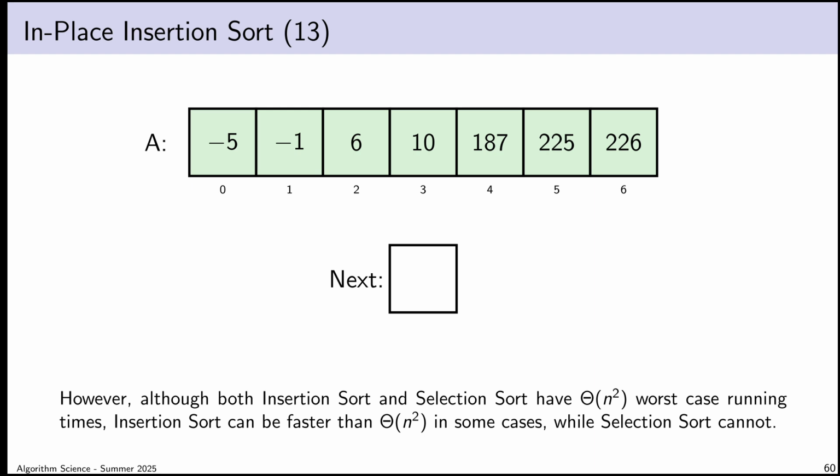Now, that said, they're both n squared in the worst case, but insertion sort can be faster than n squared in some cases. I don't really think that changes that selection sort and insertion sort are sort of siblings. That is, they still have a lot in common. As with any pair of siblings, some might have different talents than others. That doesn't necessarily mean that they don't share a lot of the same genetic information.